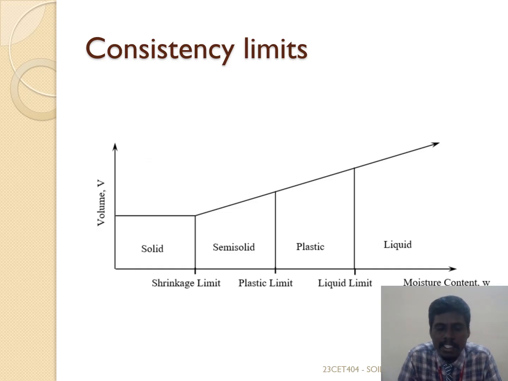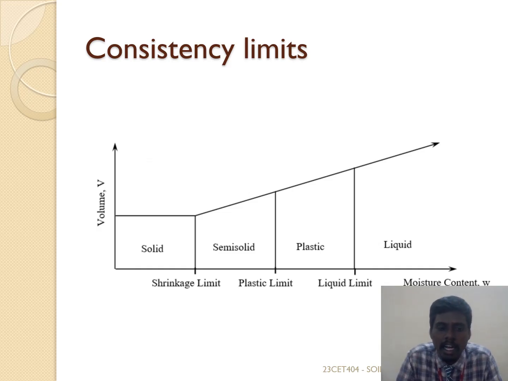And the next thing is the plastic limit. In the shrinkage limit the soil is converted from solid to semi-solid state. In the plastic limit the soil is converted from semi-solid to plastic state. In the liquid limit the soil is converted from plastic to liquid state. So at each limit the soil changes its consistency. So this is called the consistency limit.